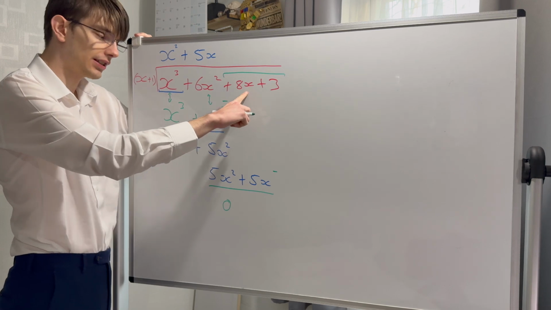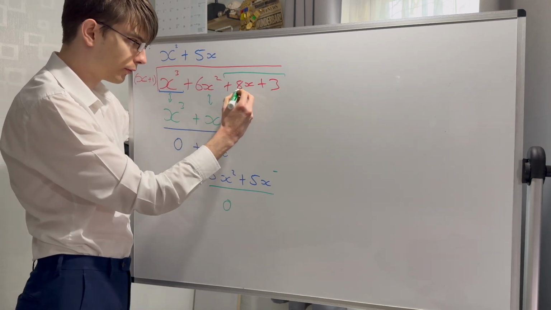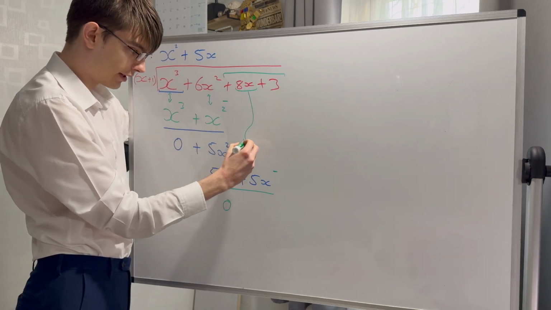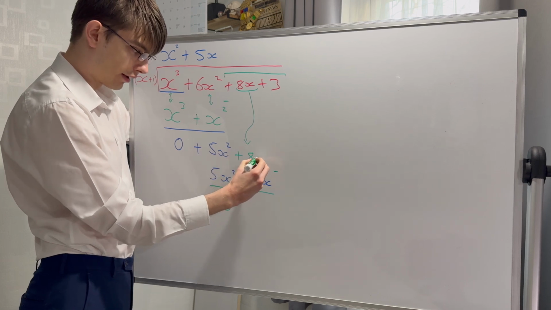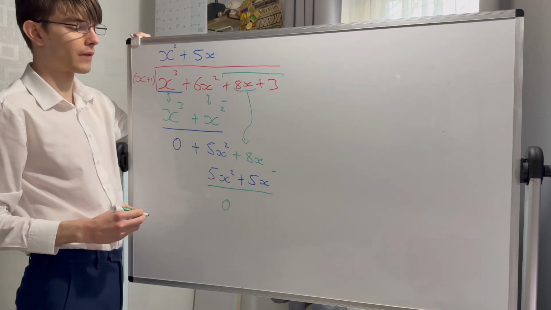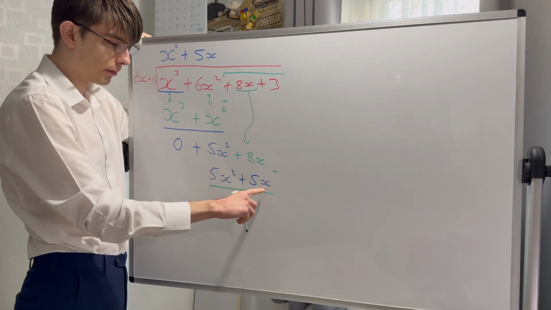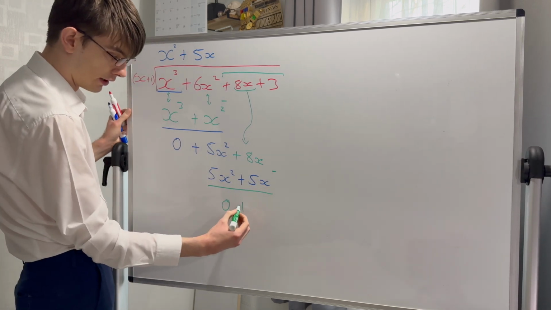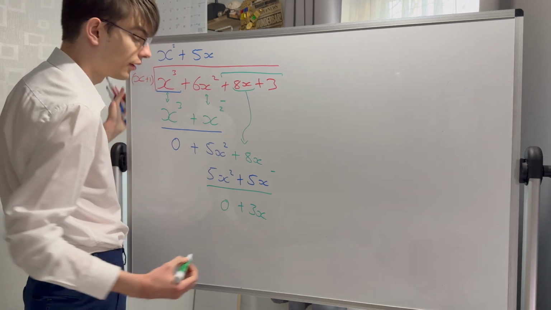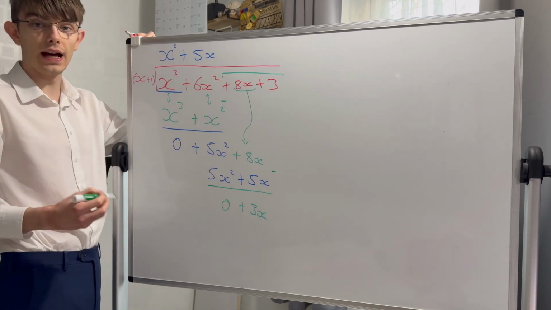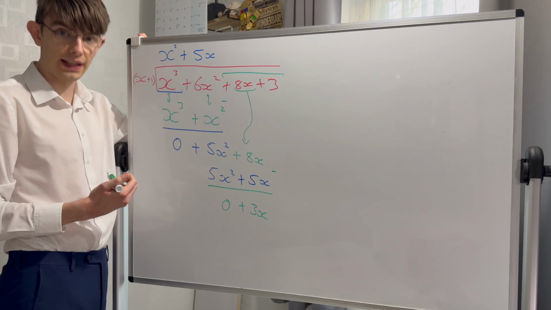And what have I got with an x? I've got an 8x. So I'm going to bring my 8x down here, and I'm going to pop him up there. So I end up with 8x minus 5x gives me 3x. And now I'm going to repeat the procedure again.